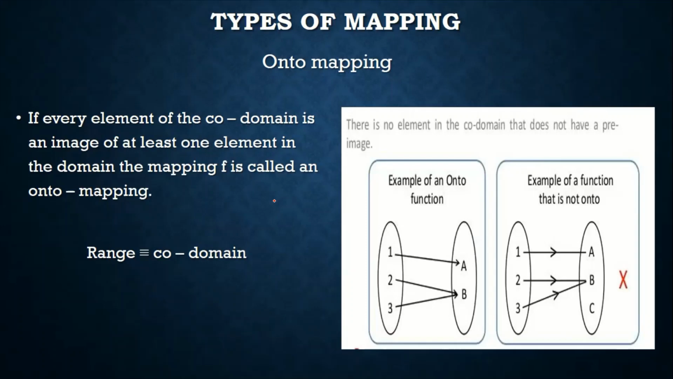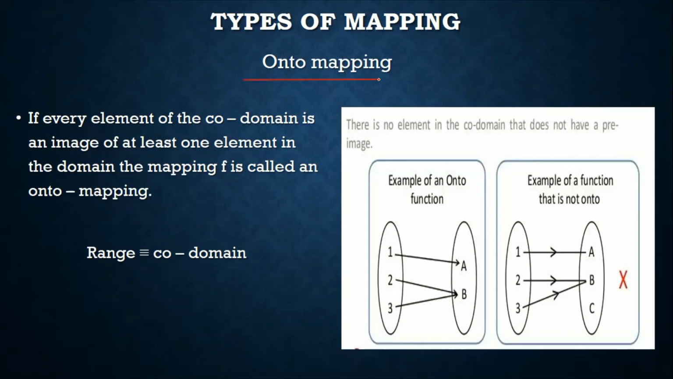We also talked about types of mapping, and I introduced to you the one-to-one mapping. It is very important for you to be able to differentiate between the types of mapping. Remember, in a one-to-one mapping, each element in the domain must have a unique element in the codomain.